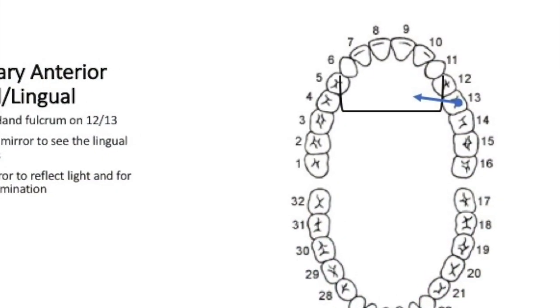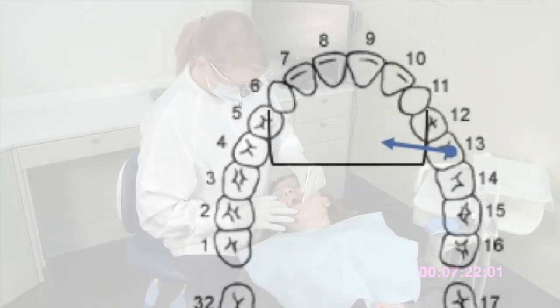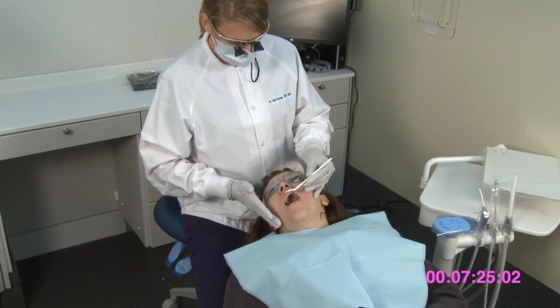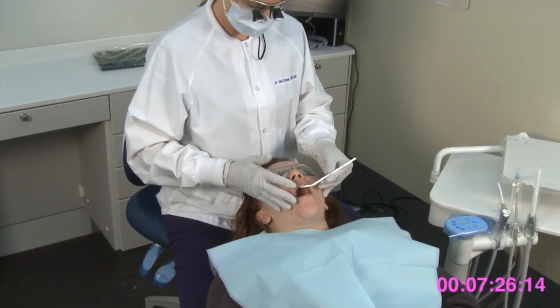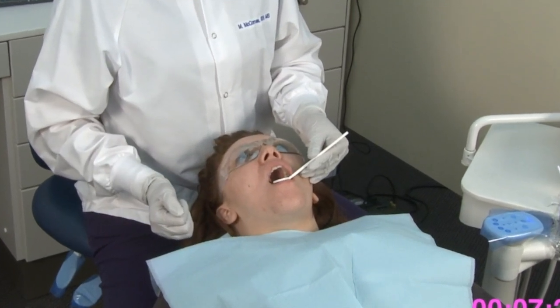Maxillary anterior lingual. The mirror fulcrum is on the left premolars. The patient is in neutral and their chin is elevated up. The clinician will sit between 11:30 and 12. You will need to use the mirror to see the lingual surfaces.